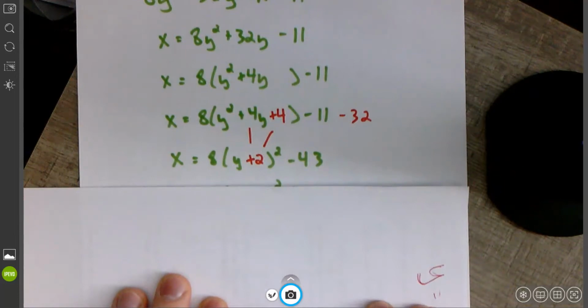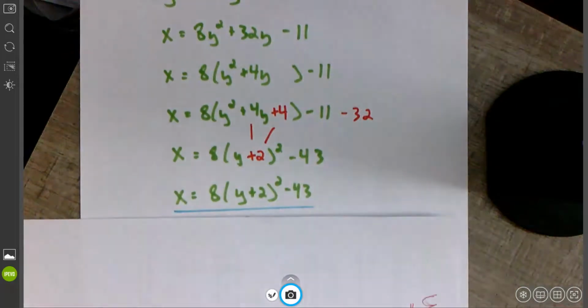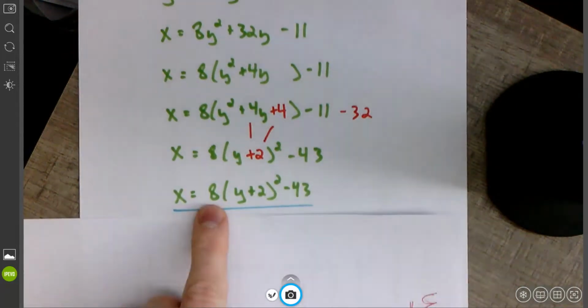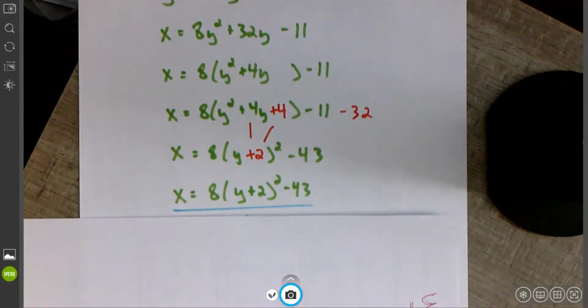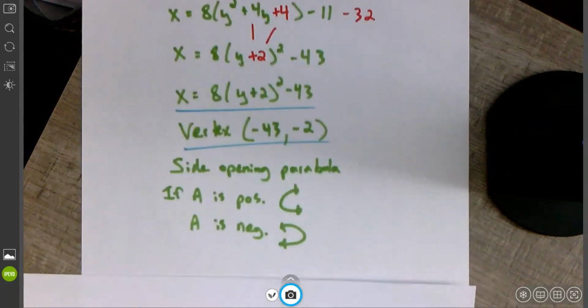All this stuff is good. And now we're actually there. We're in vertex form. Side opening parabola. It's actually going to open to the right. Just like A before told us if it was a top opening or bottom opening parabola, if A is positive, it opens to the right. If A is negative, it opens to the left.